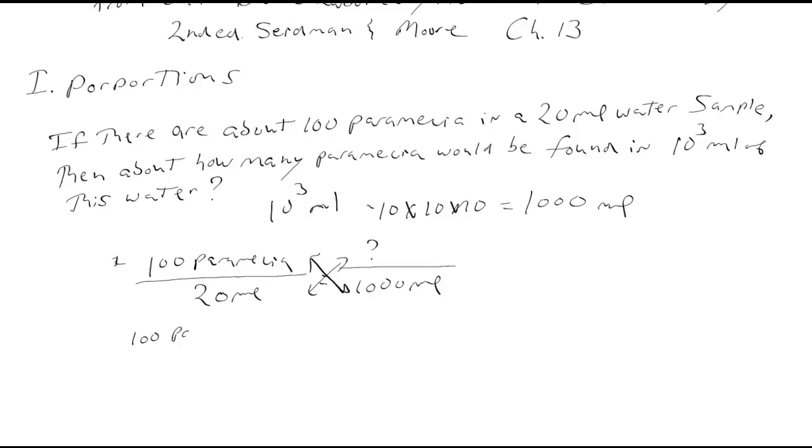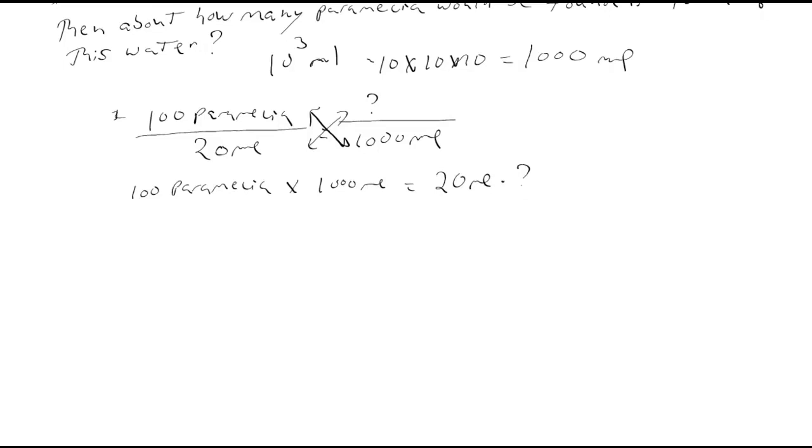So we can say 100 paramecia times 1,000 mLs is equal to 20 mLs times how many paramecia? Okay, so let's go down and rewrite this to solve for the question mark. We're going to divide both sides by 20 mLs, so we're going to rewrite this to find our answer.